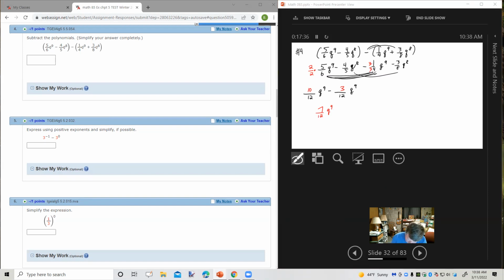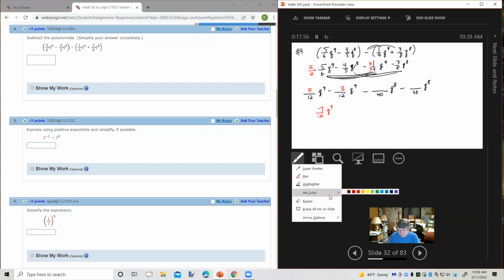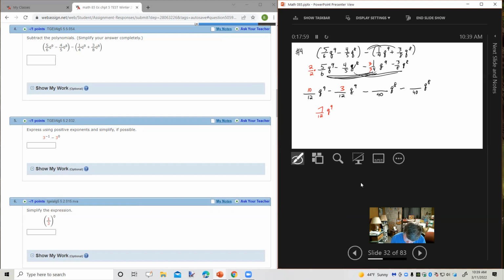Now, putting these two together, the common denominator of 5 and 8 would be 40. So I've got minus so many 40ths q to the 8th minus so many 40ths q to the 8th. Let's go back to red. So 4/5 I'm going to multiply by 8/8 to get minus 32/40 q to the 8th. And then 3/8 multiplied by 5/5 to give me minus 15/40 q to the 8th.